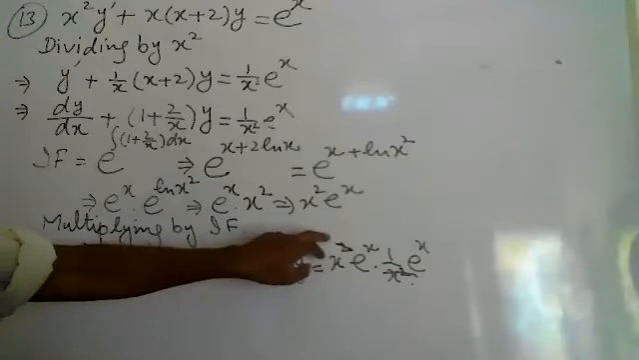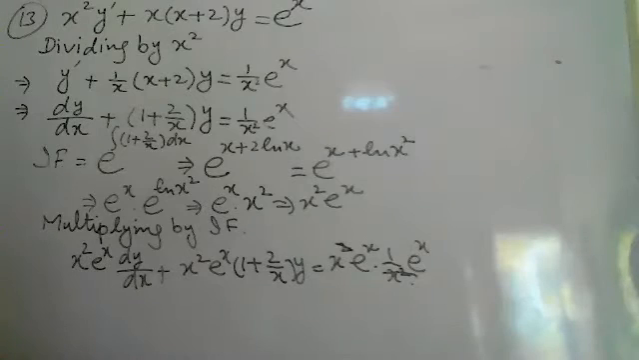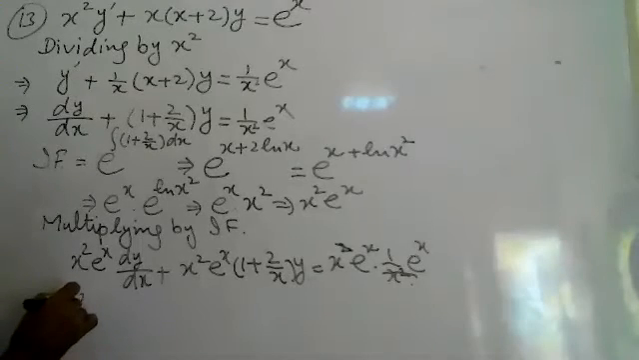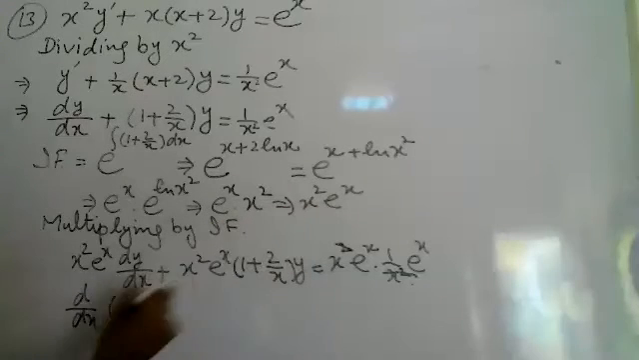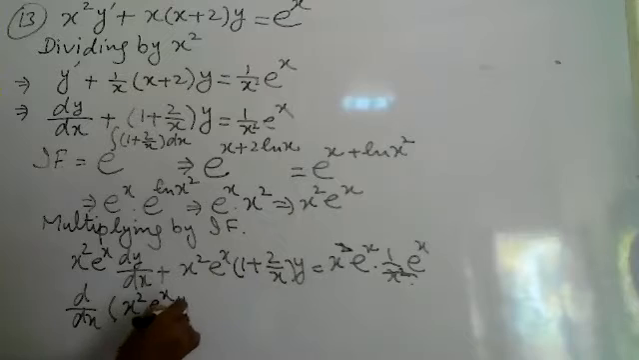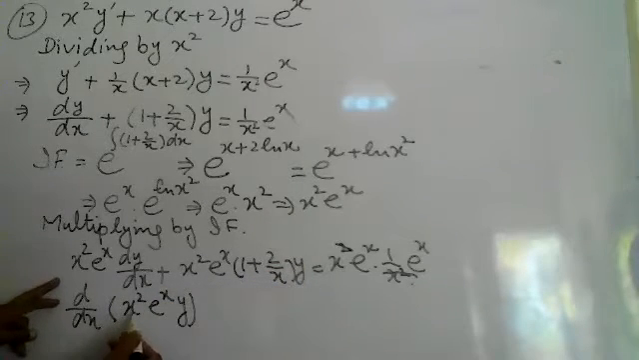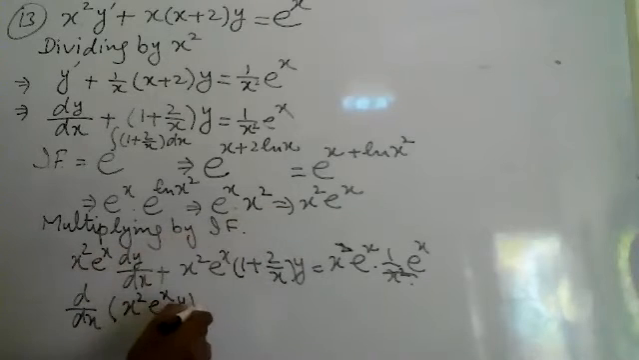So e raised to x square, or x square, cancels. e raised to power x into e raised to power x will be equal to e raised to power 2x. And what will the total become? That will become the whole derivative of the integrating factor, that was x square e raised to power x into y. The whole derivative of x square e raised to power x into y. That means the integrating factor into y.